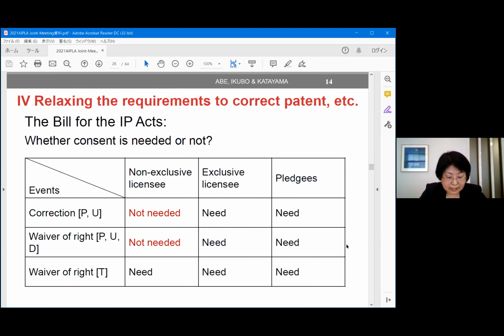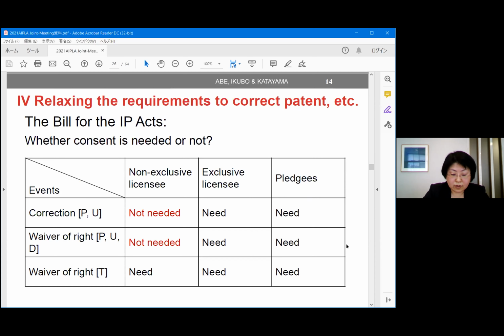The reason is that if the trademark right is waived without consent of the non-exclusive licensee, there are lots of problems. For example, anybody can freely use this trademark. So the credibility of a non-exclusive licensee who has used this trademark may be damaged. And also confusion with respect to the source of the goods or services may arise.